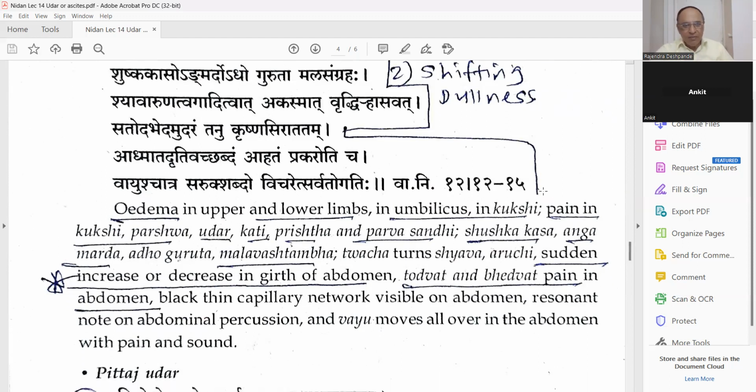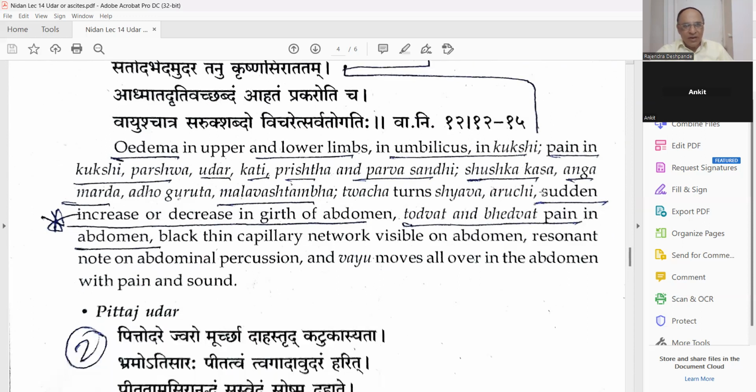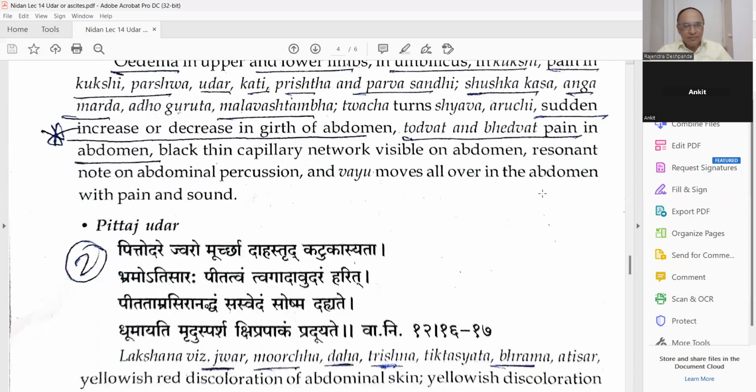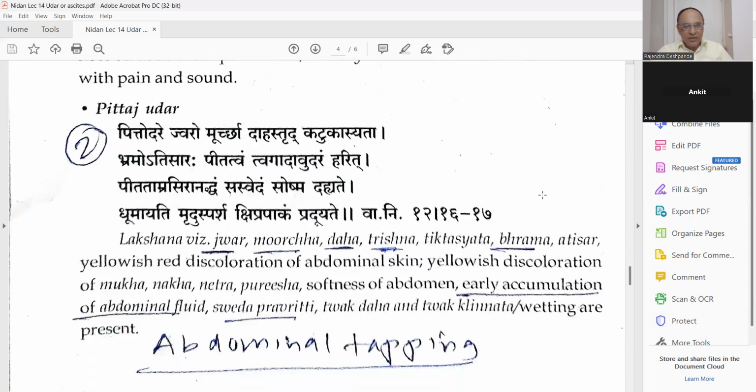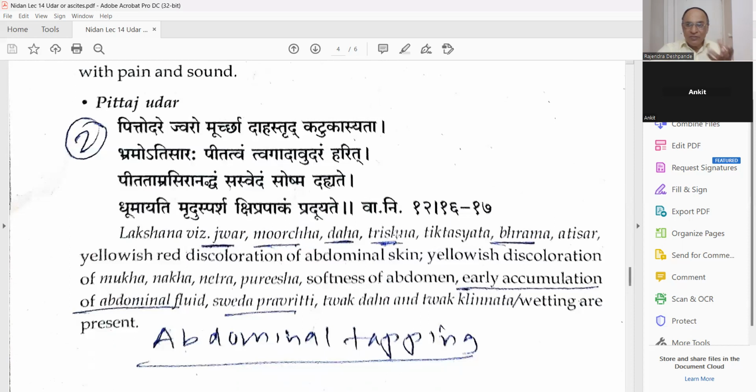Okay. Now we are discussing Pittaja Udara. Pittaja, what is there? Fever. Pitta is always with fever. Murcha, giddiness will be there. Burning, daha will be there. Trishna, a lot of thirst will be there. And bhrama, giddiness will be there. Early accumulation of abdominal fluid. Usually, try to understand, very important concept.